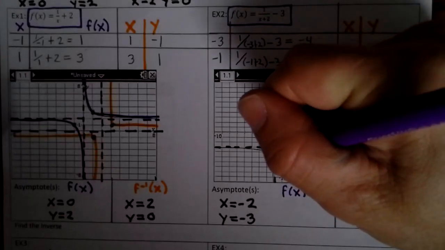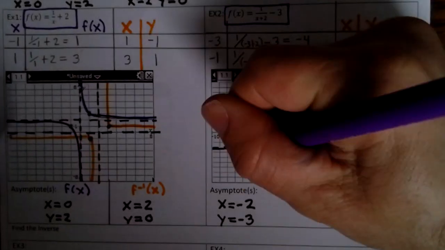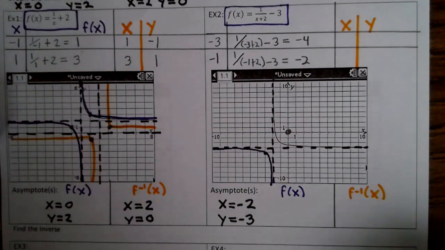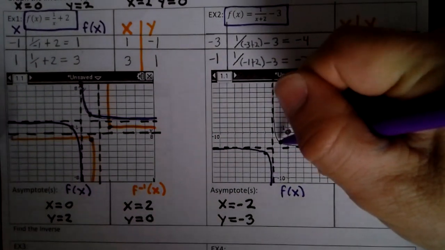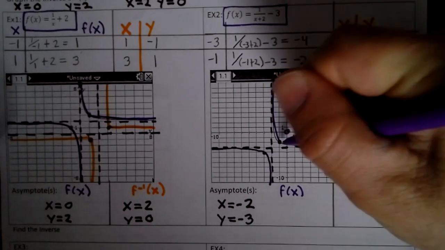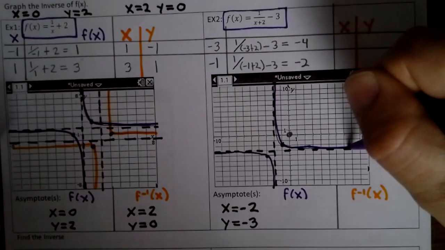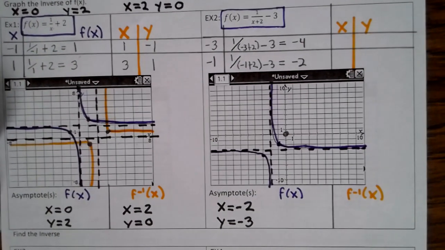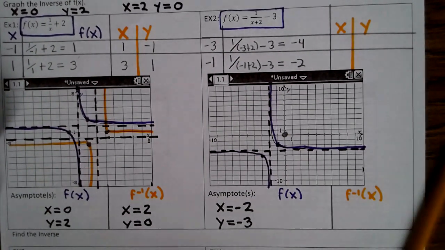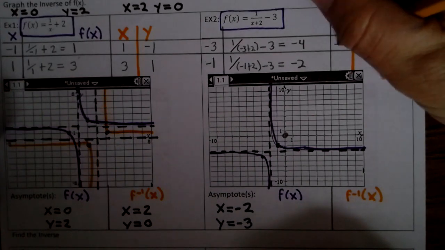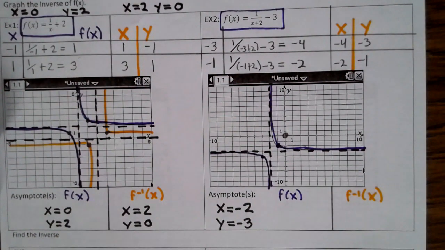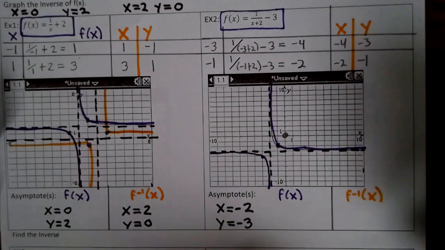Okay, and our point is -1, -2. So here's our curve. Now for the inverse, we switch x and y. So -4, -2, -3, -1. And we also need to switch the asymptote. So x equals -3, y equals -2. So let's go ahead and graph those.